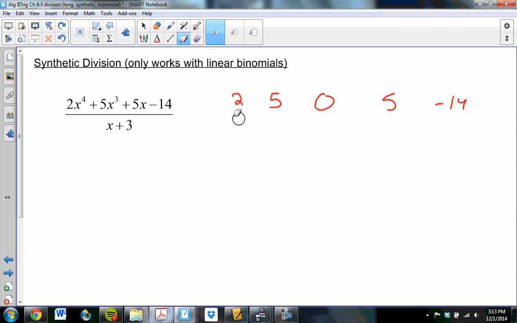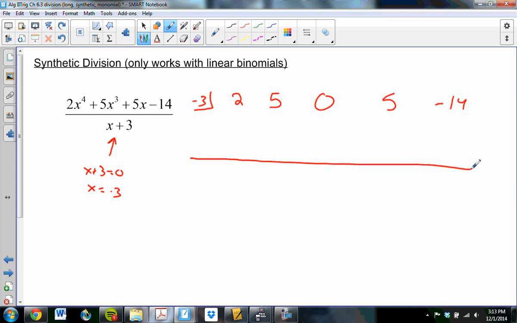Now, I put this little right angle box corner thing up here. I draw that. And I plug into this box whatever makes this equal 0, which in this case is negative 3. I'm going to put a negative 3 into this box. And then I draw a little line down here and I set up this form. First thing that happens in the synthetic division is this 2 drops down and I just write it here.